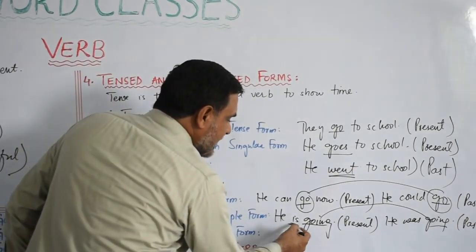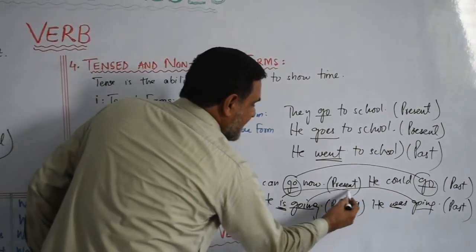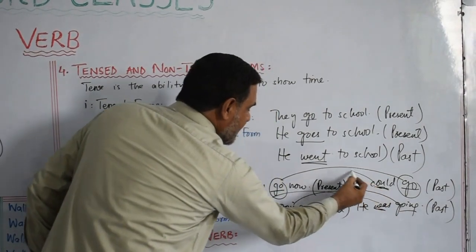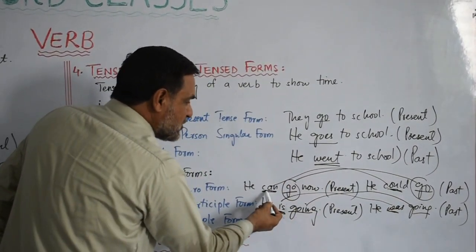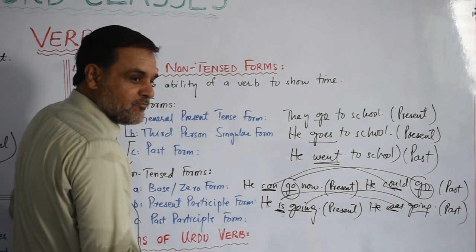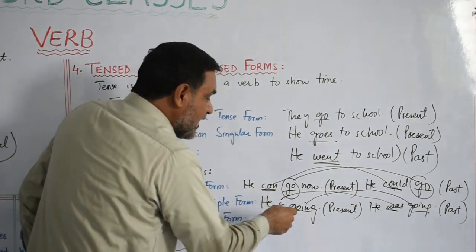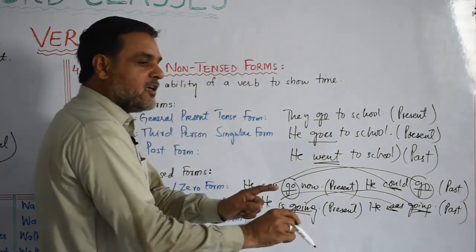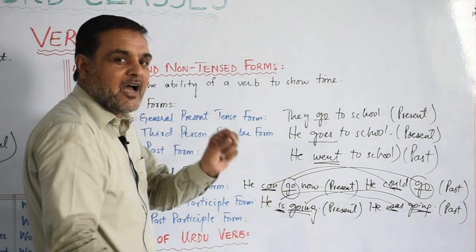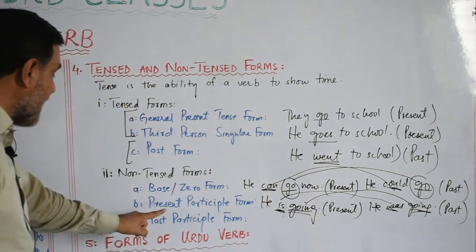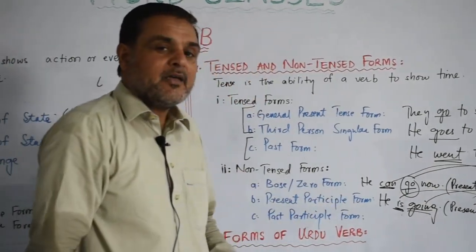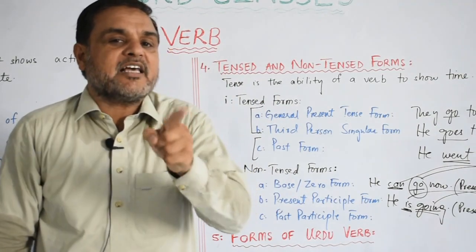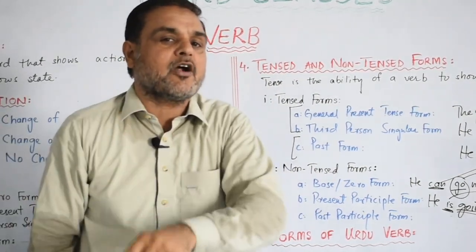It is this verb, the first one, that shows time. It is this verb, can, could, they show the time. Can shows present time, could shows past time, not go. In this example, is shows present time, was shows past time, and going in both cases is not showing any time. I hope you are getting my point. That's why present participle form of the verb, fourth form of the verb, the ing form of the verb, is called non-tensed form, because it does not show time.